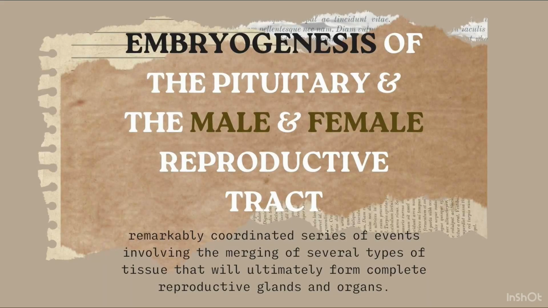Embryogenesis of the pituitary in the male and female reproductive tract. The embryogenesis of the pituitary in the male and female reproductive tract is a remarkably coordinated series of events involving the merging of several types of tissue that will ultimately form complete reproductive glands and organs.